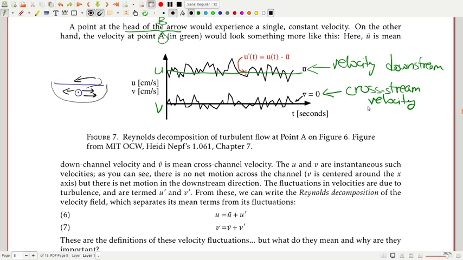Velocity in this direction is 0, so no net cross-stream velocity.